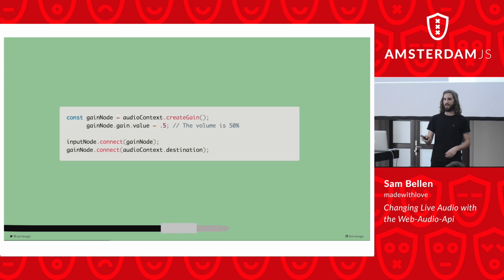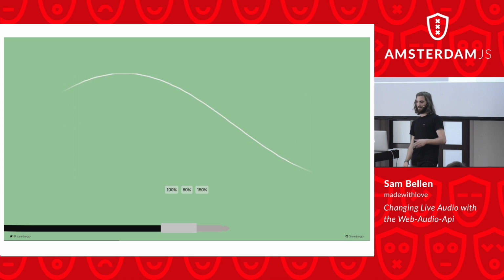You can see that I have my input node. I connect it to my gain node, which I just created, and which is at 50% volume at the moment. And then I connect that gain node to the destination of my audio context. You can see that this forms a chain of audio nodes: input, gain, output. And it looks something like this.